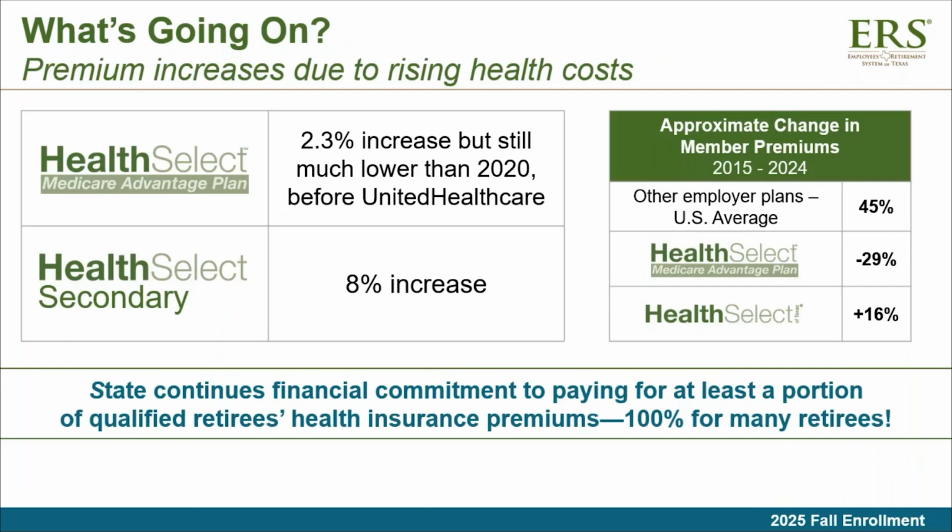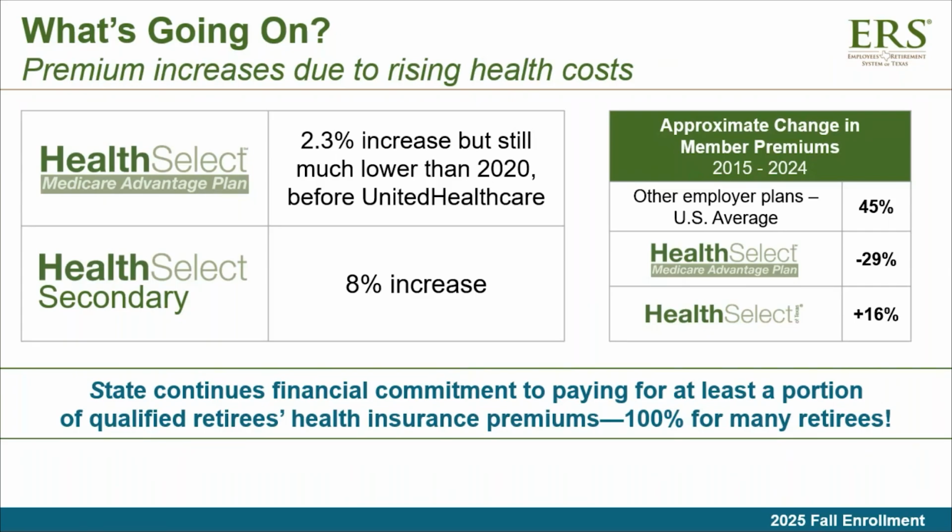Okay, so we do have to let you know that due to the rising health costs, the rate for the Health Select Medicare Advantage plan is increasing by 2.3%. But even with that increase in the health premium, it is still much lower than the cost of the plan was in 2020 before United Healthcare took effect. That's an increase of $2.74 a month for a retiree with 100% state contribution and with spousal coverage. So if you have your spouse on your Health Select Medicare Advantage plan, you'll see a slight increase of about $2.74 come January the 1st.